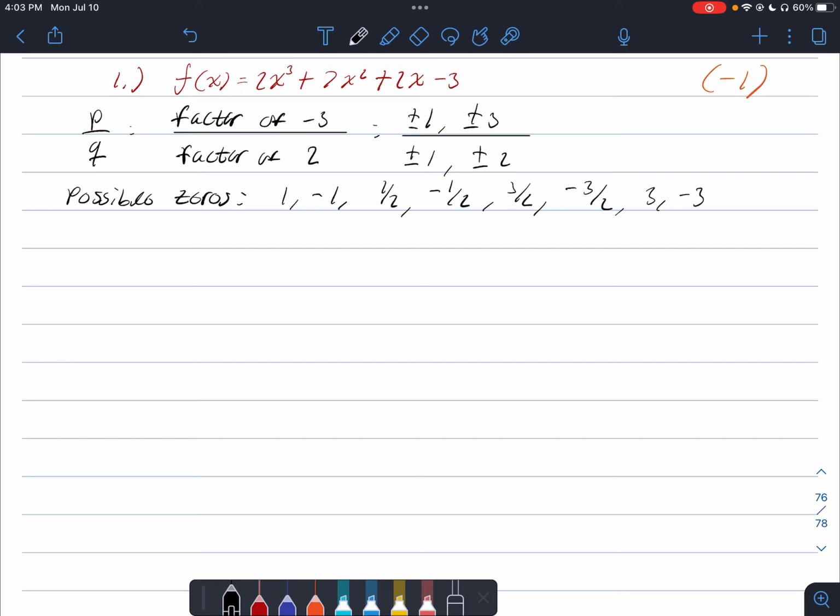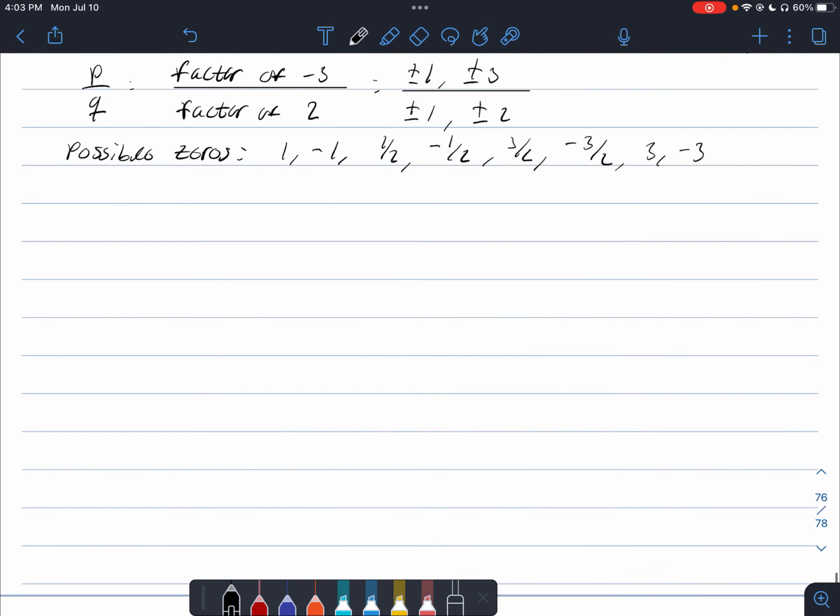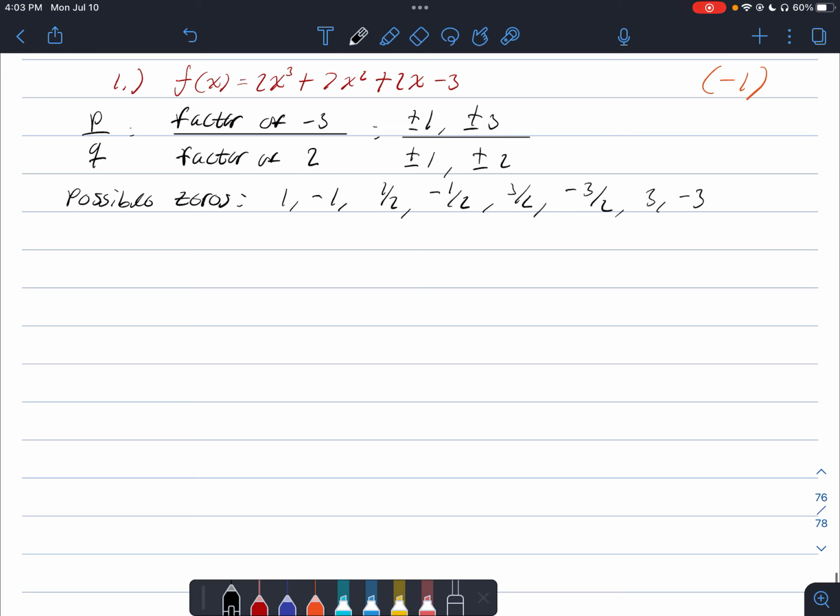Let's do that now. Remember, to do this, we can use synthetic division. We're going to put all of the coefficients of our initial polynomial: 2, 7, 2 again, and negative 3. We'll put negative 1 out here, and we'll bring this 2 down.